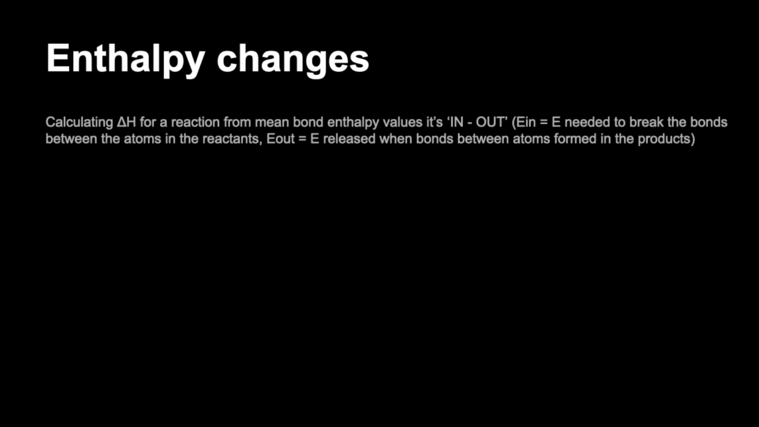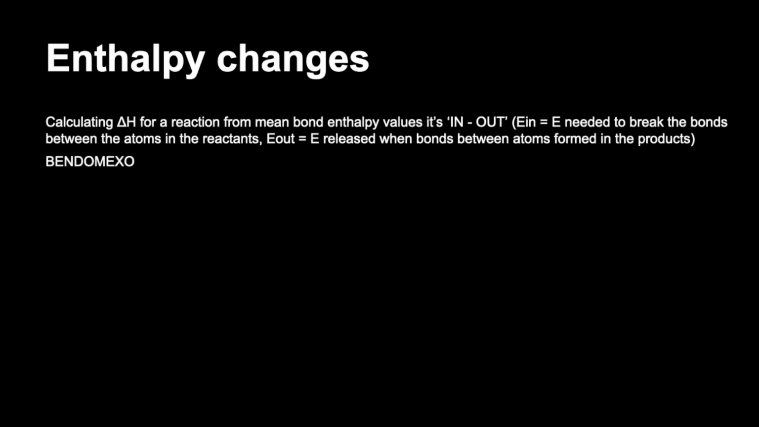Next topic we'll look at is enthalpy changes. So first thing we'll say is to calculate the delta H, the enthalpy change for a reaction from mean bond enthalpy values. I call it the in minus out method. So the energy in is the energy needed to break the bonds between the atoms in the reactants. The E out, the energy out, is the energy released when bonds between atoms are formed in the products.